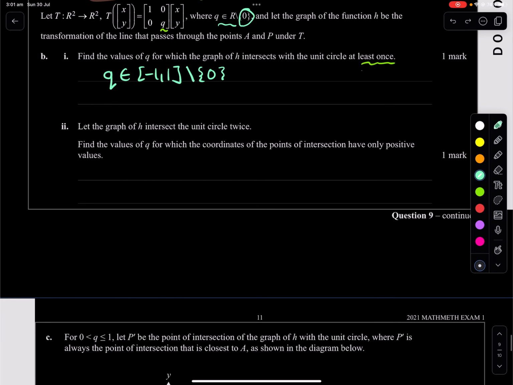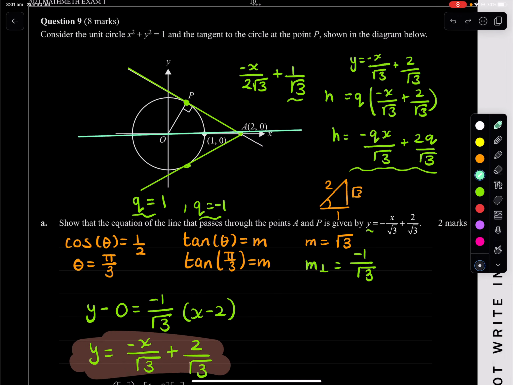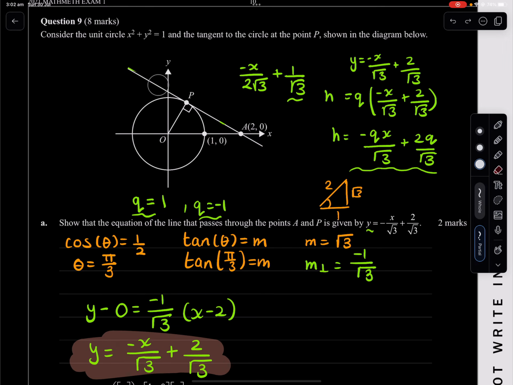Okay, next one. Let the graph of h intersect the unit circle twice. Find the values of q for which the coordinates of the points of intersection have only positive values. So the x and y values have to be positive, so they must all be in the positive quadrant. I'm just going to rub this off and show how this may look. We need it to intersect.